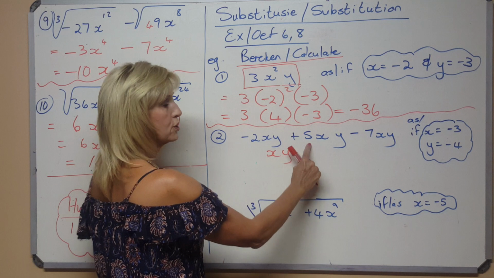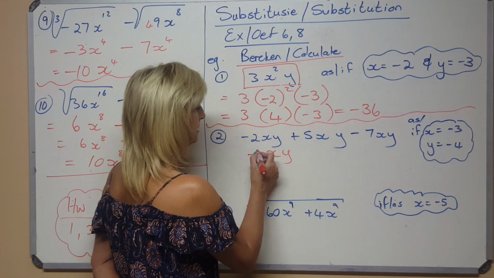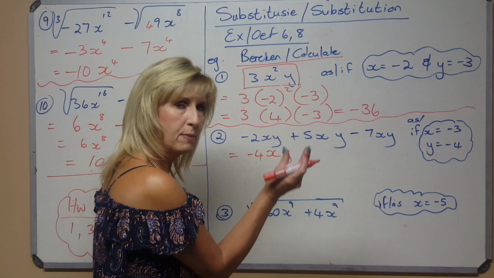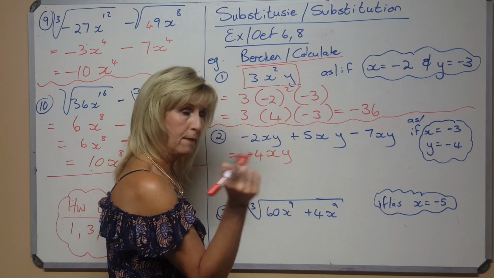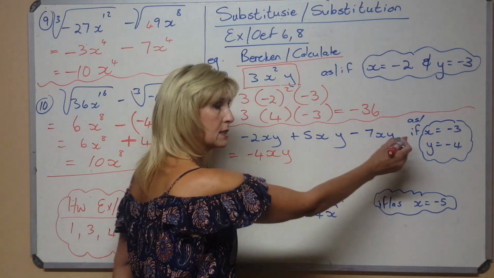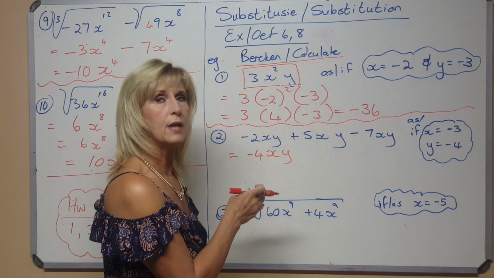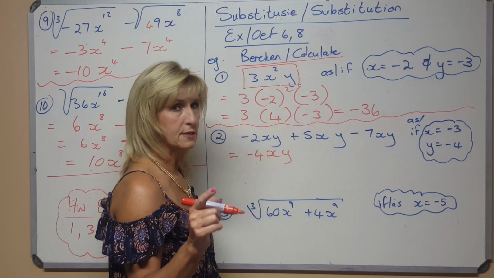So we've got minus 2 and 5, geef my 3. 3 minus 7 geef my minus 4. So if I add the coefficients, I've got a much simplified answer. But I still have to do the substitution. Nou sê juffrou, of jy nou eers al die substituties gedoen het, alles uitgemaal het, antwoord gekry het, en of jy hierdie tegniek gaan doen, jy gaan by dieselfde antwoord uitkom. Alternative methods must give you the same answer.